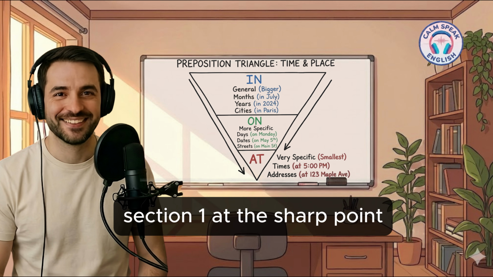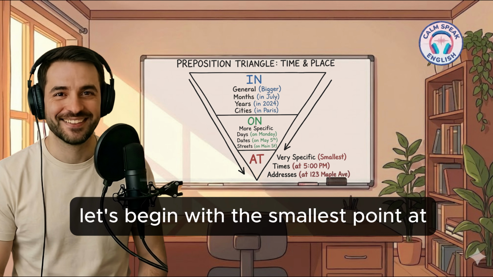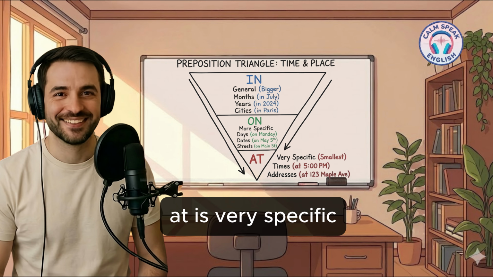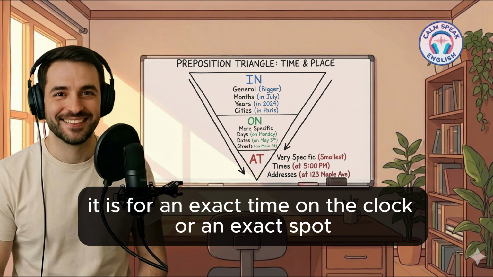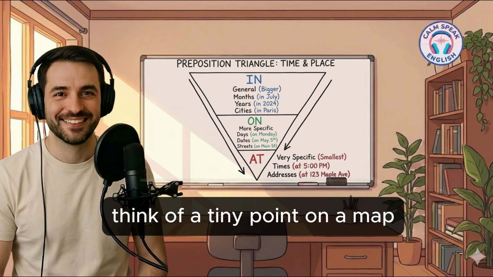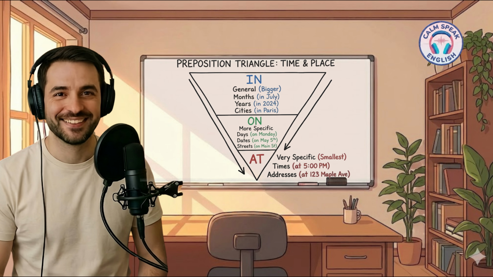Section 1. At, the sharp point. Let's begin with the smallest point, at. At is very specific. It is for an exact time on the clock or an exact spot. Think of a tiny point on a map.